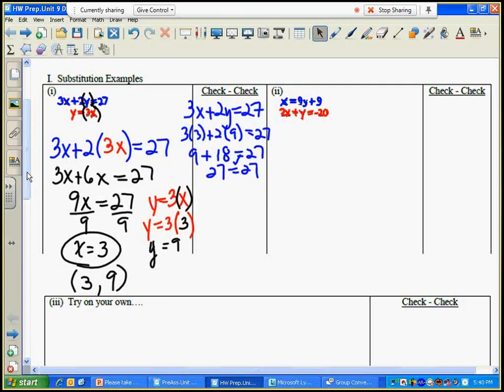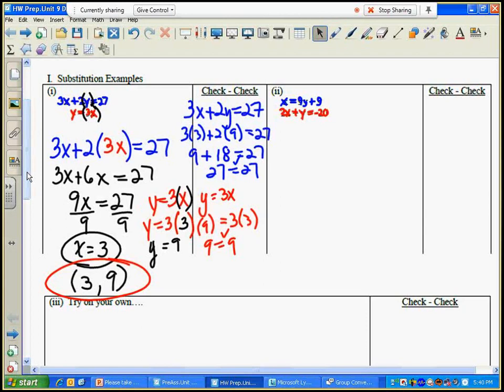Let's take a look at the next one. Y equals 3x. Plug in a 9 for y. Plug in a 3 for x. 9 equals 9. We're looking good. That lets us know that (3, 9) is the correct answer. That is the point where those two lines are going to cross.